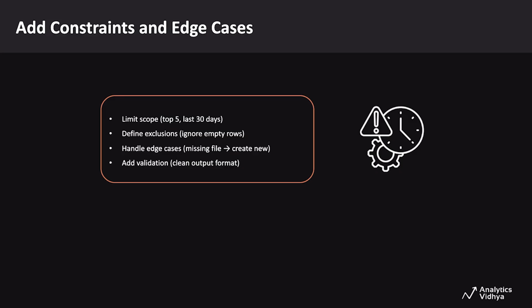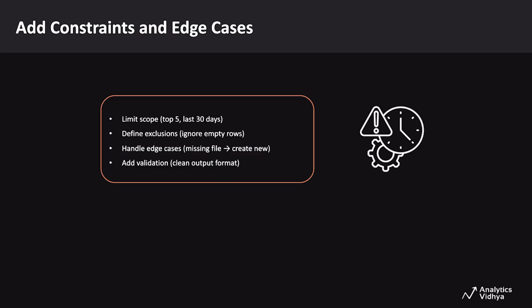Third is handle edge cases. What happens if Co-work can't locate the file? Instead of leaving the process hanging, you can say, if the file does not exist, create a new one. Now, Co-work knows exactly how to proceed, no matter the situation. Fourth and the last one is validation. You can also ask Co-work to check if the results meet your expectation. For example, ensure the output is clean and readable. This adds an extra layer of assurance that your final deliverable is up to the mark.